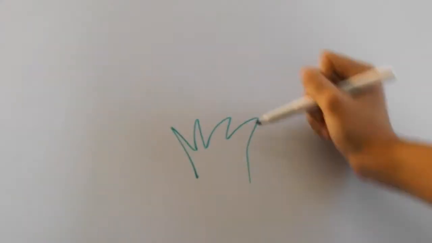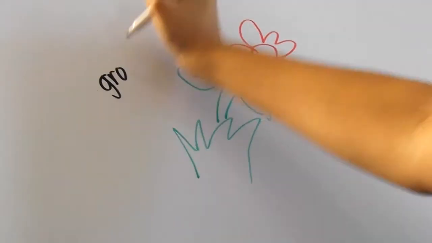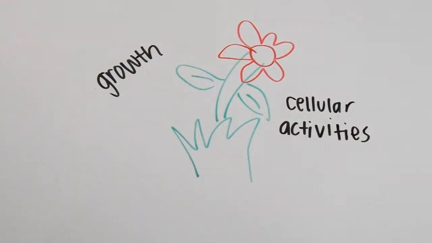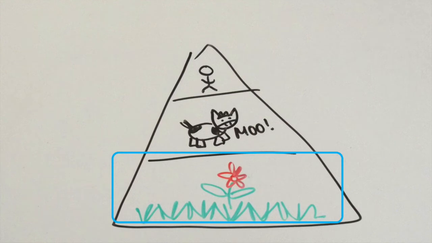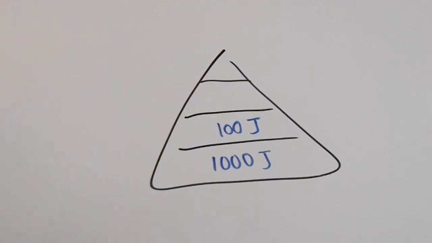Well, why is so little being transferred from one level to another? Keep in mind that the organisms that we started with have to use the energy for growth and other activities too. So while the grass down here is growing, less and less energy is going to be available for whoever eats the grass. Now we can fill in the rest of the pyramid.